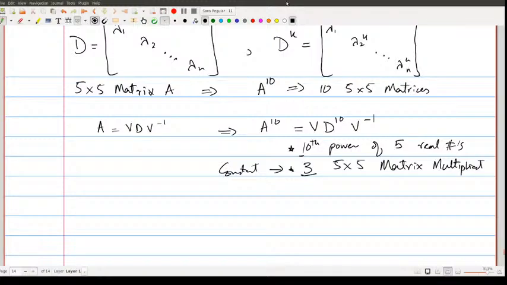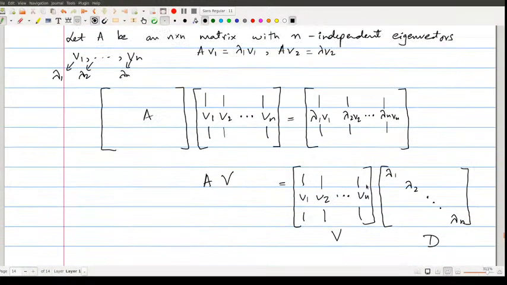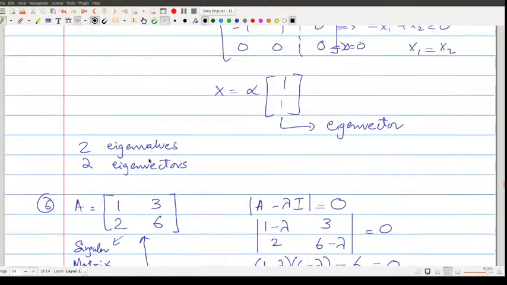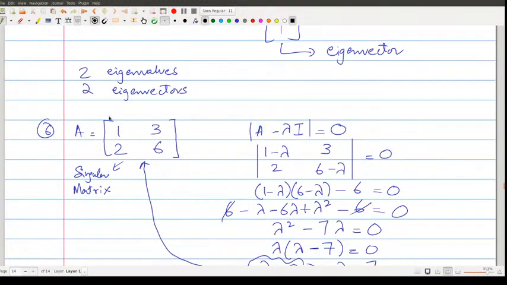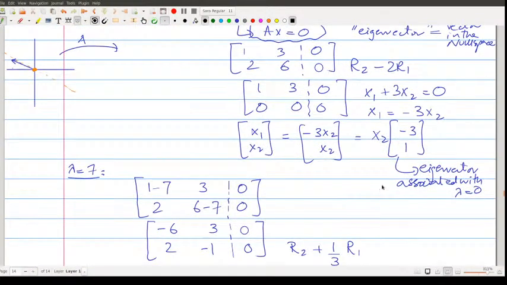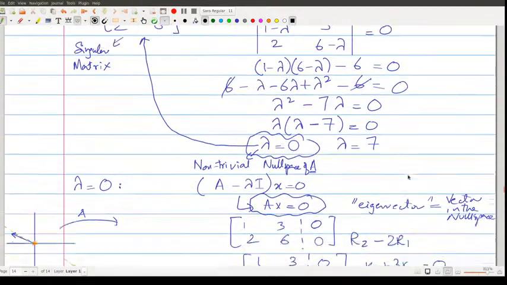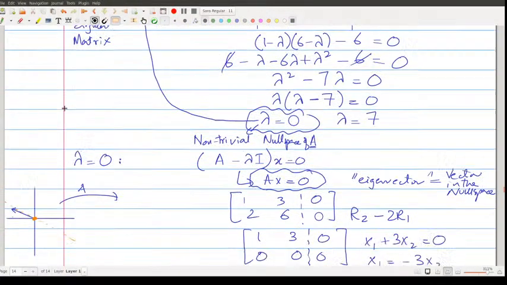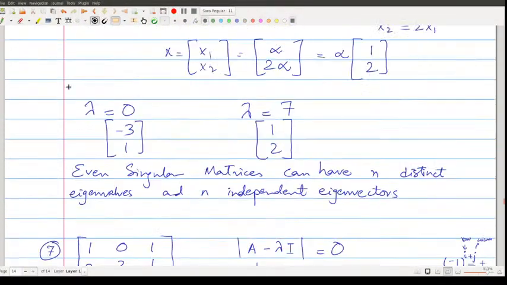So let's do a couple of examples for the diagonalization process, right? We can do this example where we had a zero eigenvalue, right? So 1, 3, 2, 6. The eigenvalues were 0 and 7, and the eigenvectors were minus 3, 1, and what else? So these were the eigenvalues and eigenvectors. So the matrix was 1, 2, 3, 6, and let's just take these with us.